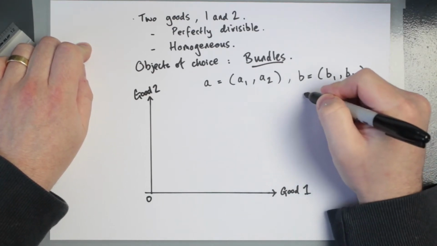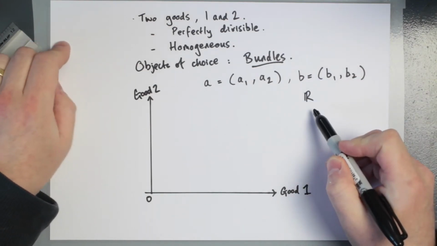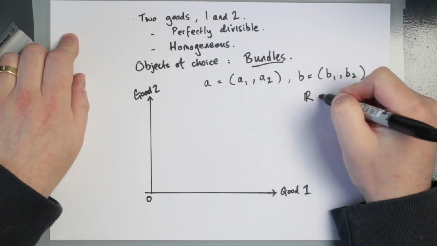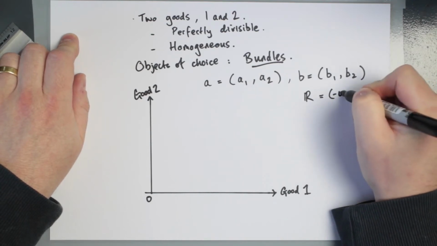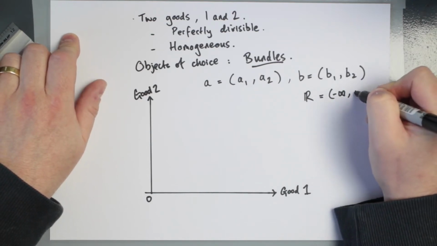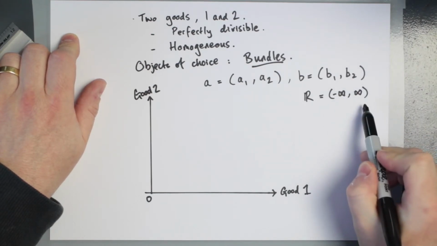So in mathematics we use the boldface R like this to represent the real numbers. So this is all the numbers that are greater than minus infinity and less than infinity. So this is an interval.